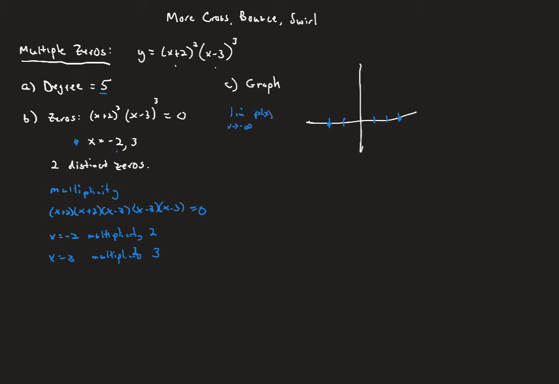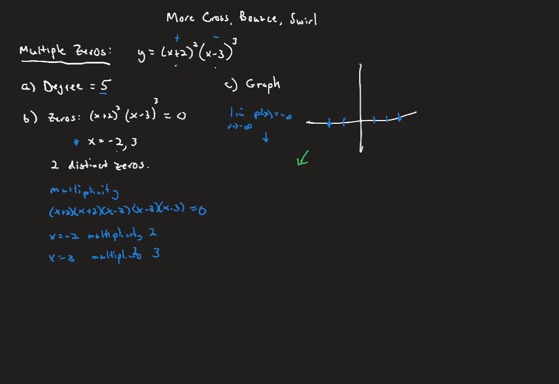If we put a very large negative number into the (x plus 2) squared, once it gets squared, it's always going to be positive. When we plug a large negative into the (x minus 3) cubed, a large negative minus 3, cubed, is going to be negative, and that product is going to be negative. So this is going to go to negative infinity, that is, it's going to drop and go down to the far left. So our left-hand behavior is going to be negative.